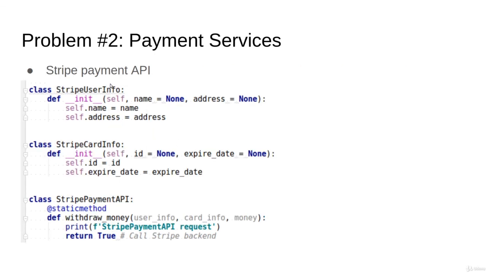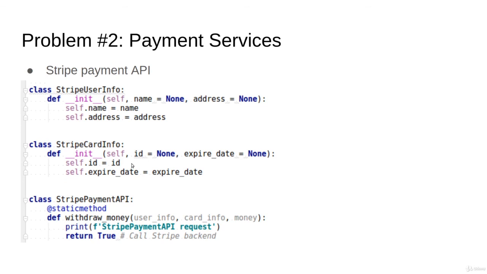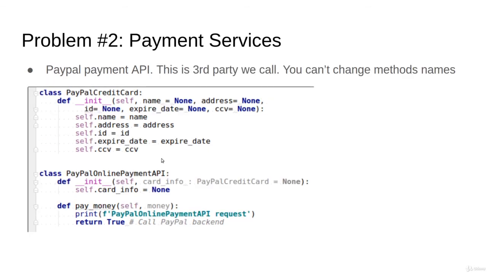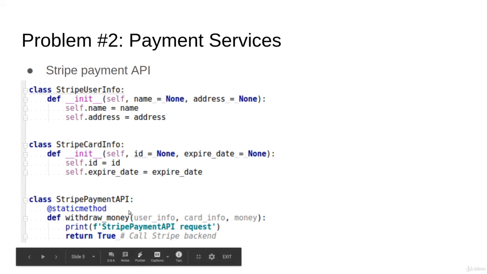In the second API for the Stripe guys, they have a bit different API. They have a class for the user which has name and address. Another class for the credit card information which has ID and expire date. Observe the following. The information in these 2 things is almost the same from that guy to that guy, with the main difference being different naming and different functionality. The API for these guys is mainly a static method with a function named withdraw money that takes these three items and does some processing.